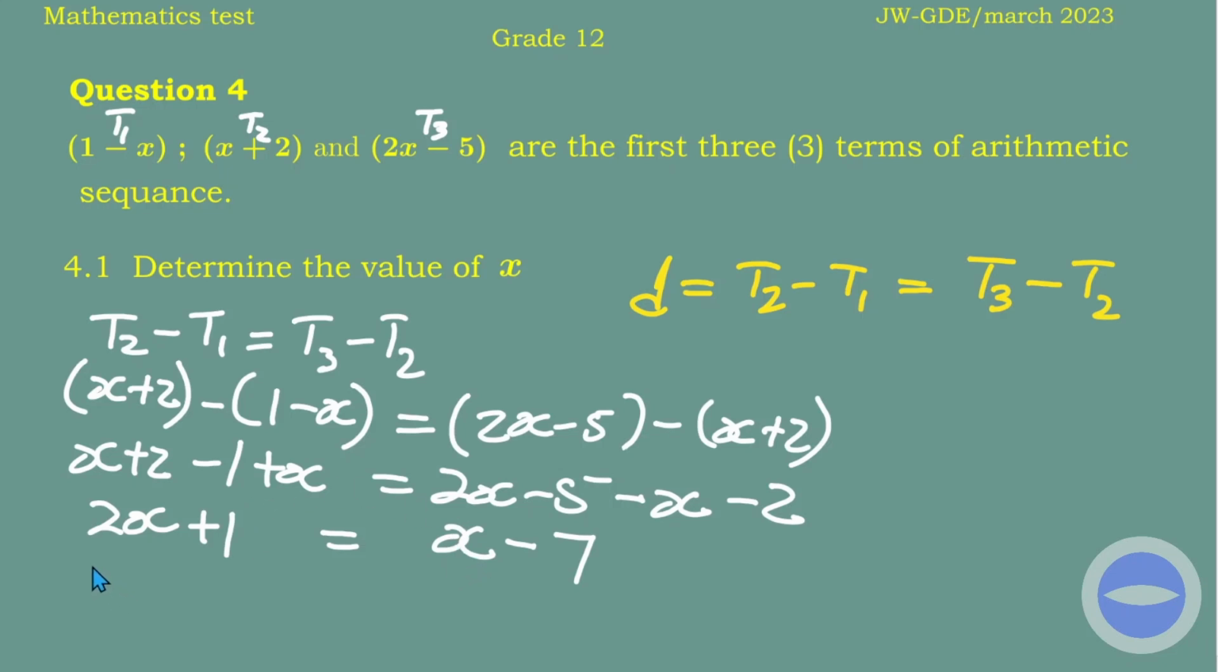So then we're going to have 2x, which is this one, then minus x, which is this one. When it moves to this side it becomes negative, equals minus 7 for this one. And when 1 jumps to this side, it becomes negative, so minus 1. So x equals minus 8, because negative 7 and negative 1 make negative 8, and 2x minus x makes x. So x equals negative 8. From there we move to 4.2.